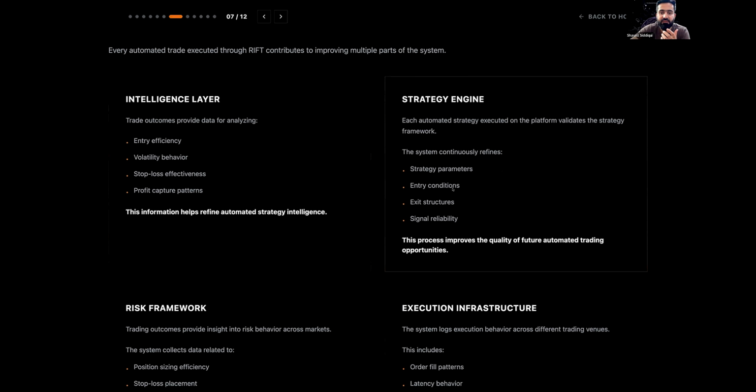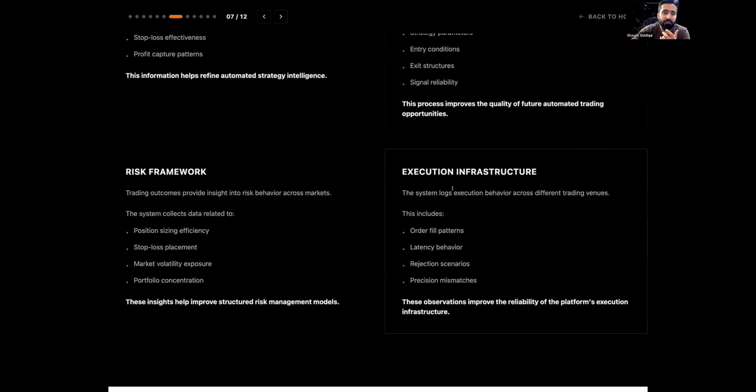Then the strategy engine gets trained with strategy parameters, entry conditions, exit structures, and signal reliability. How reliable is the system? How reliable is the volatility in the market? Is a bounce back of Bitcoin feasible enough to take a short position or a long position on Bitcoin right now? Every action that you place on Rift is a learning part that bounces back to the algorithm, which learns and improves with time with every trade.